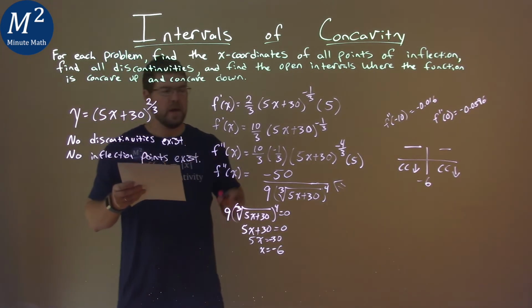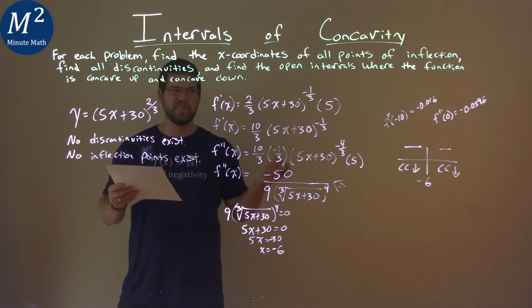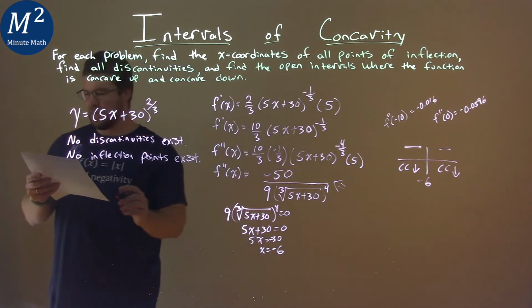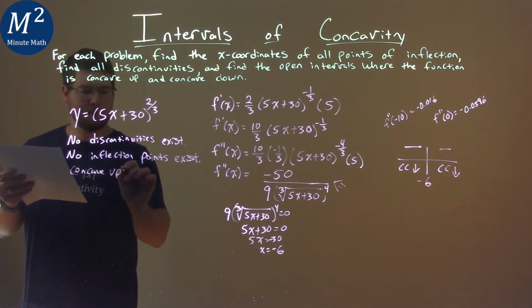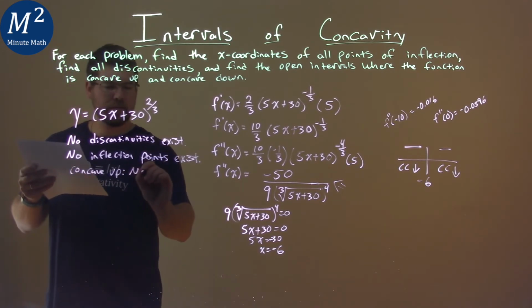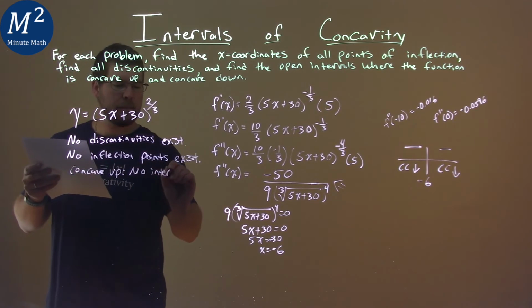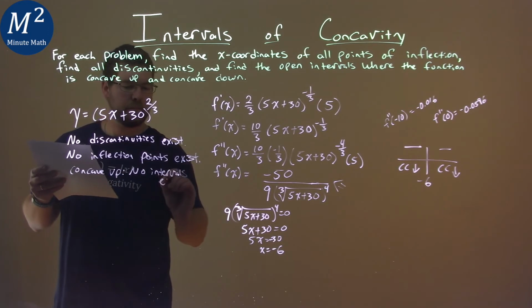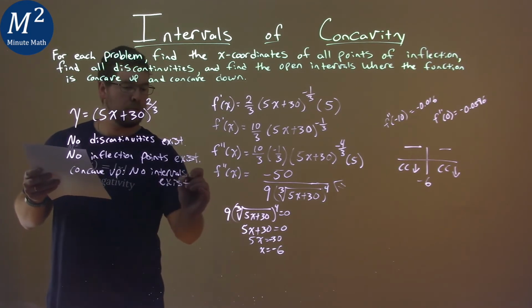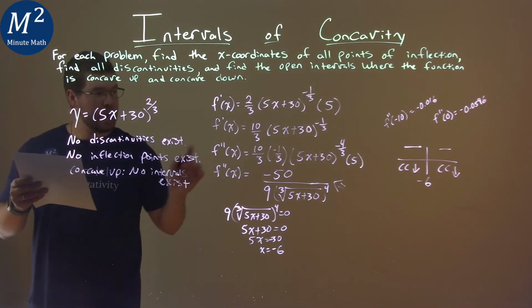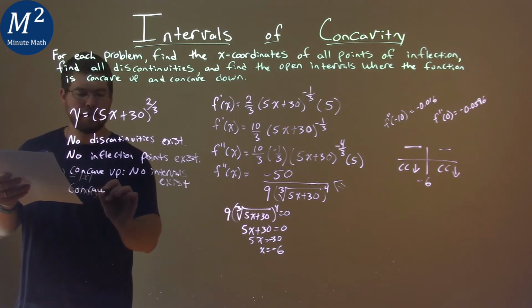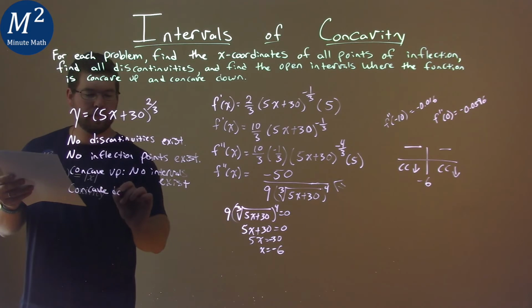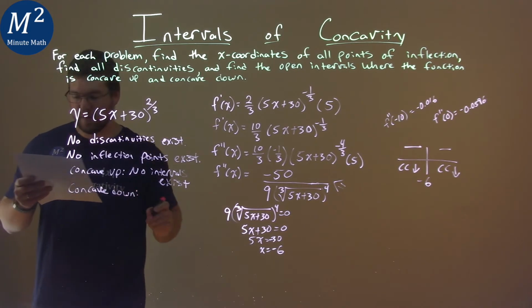Okay. Now, where is it concave up? Well, nowhere. We didn't find anywhere it's concave up, so for concave up, no intervals exist. What about concave down, which we have? Now notice how I'm going to write this. Concave down.